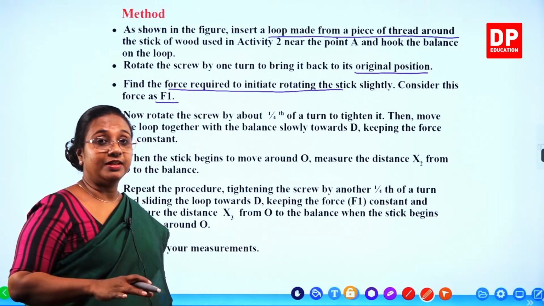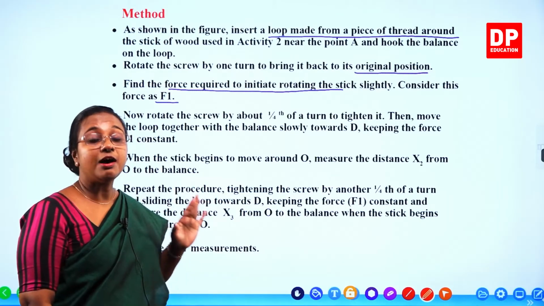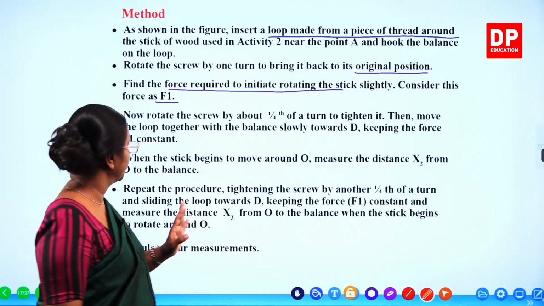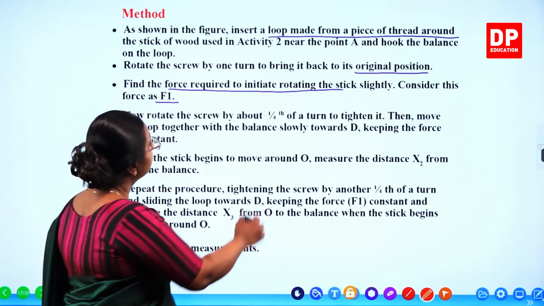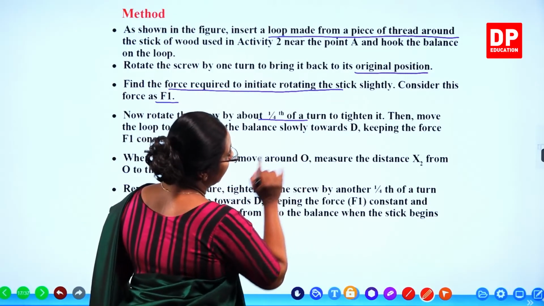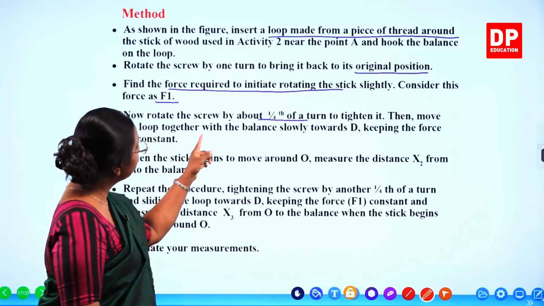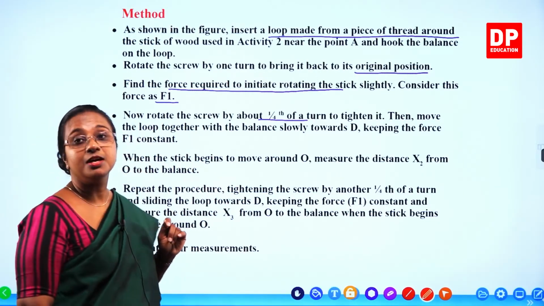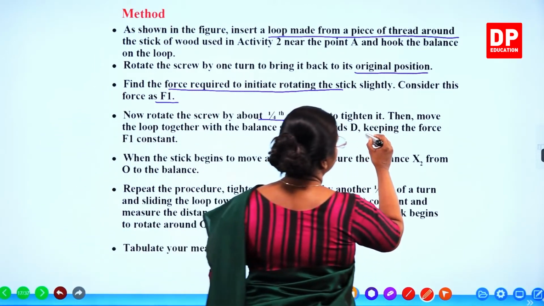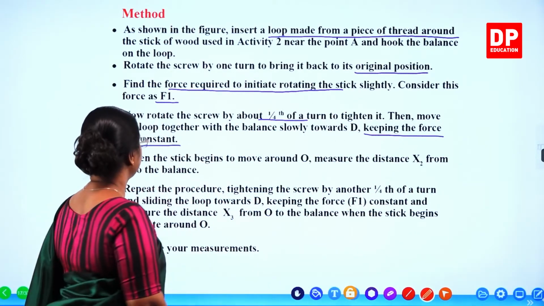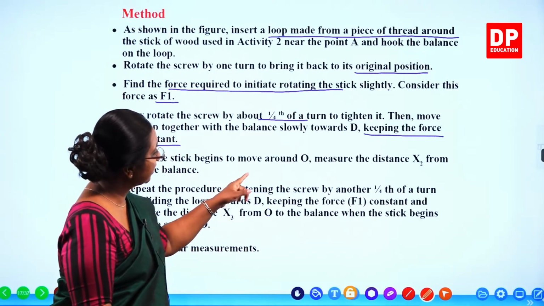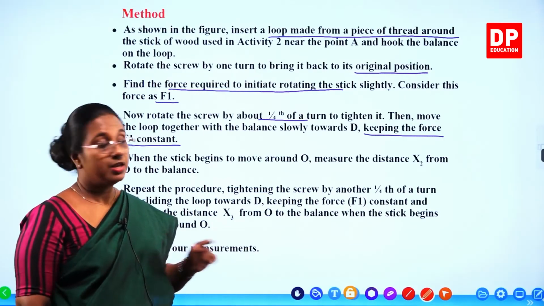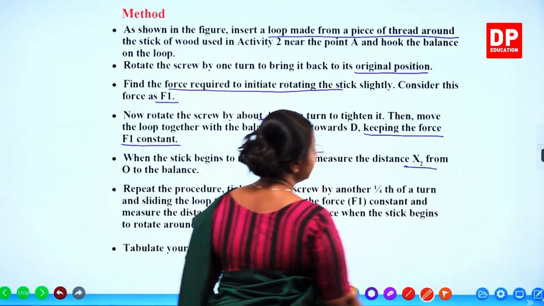So throughout the activity, from this step onwards, we have to maintain F1 constant. We are not going to change the magnitude of force. Now rotate the screw by 1/4 of a turn to tighten it. Then move the loop together with the balance slowly towards D, keeping the force F1 constant. That is very important. When the stick begins to move around A, measure the distance x2 from O to the balance.